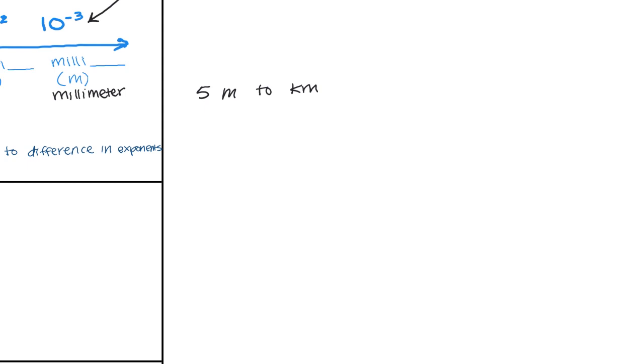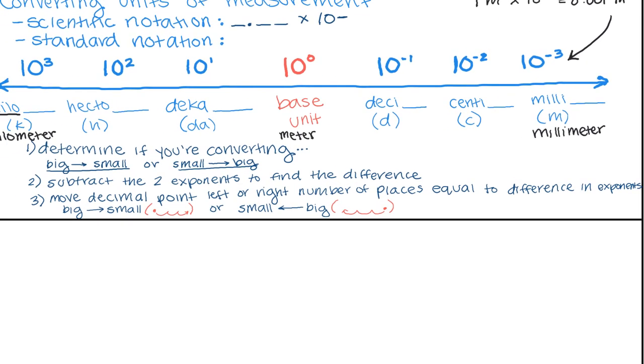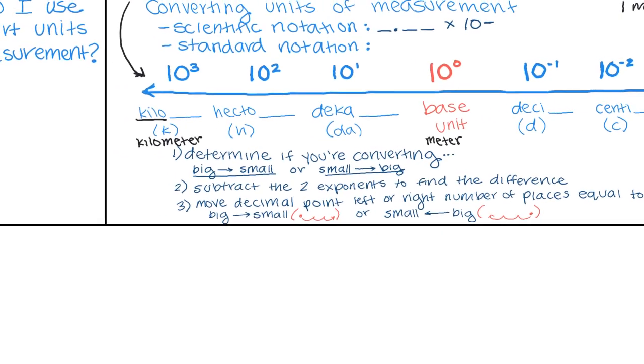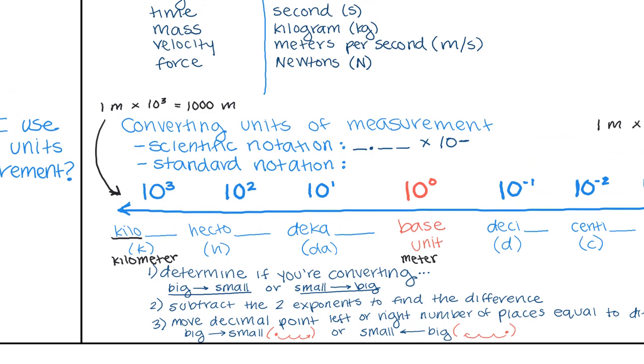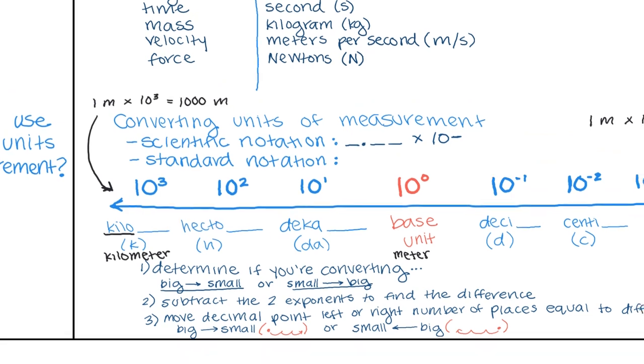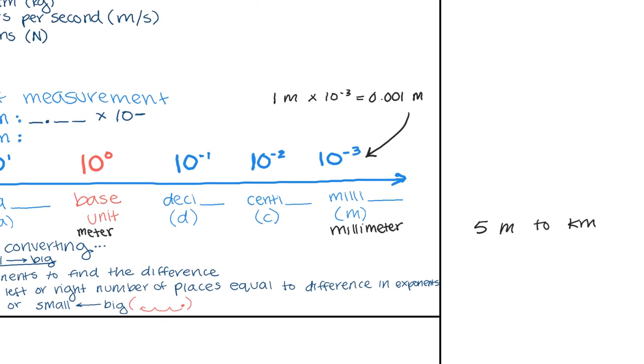Well, if we look at our scale over here again, we're going from our base unit of a meter and we want to convert to kilometers. Now we know that 1 kilometer is 1,000 meters from this example here. So I'm going to say that we are converting from a small unit to a big unit. Okay.